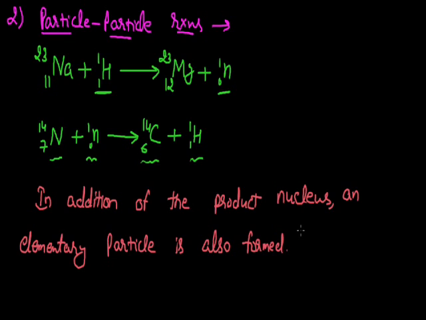So these are about the second kind of reaction. Now we will be dealing with the very important reaction, the third type, termed spallation reaction. Before this, I want to mention that these particle-particle reactions are very common among nuclear reactions, and the majority of nuclear reactions come under this second category, termed particle-particle reaction. Now we will move to the third kind of reaction, that is spallation reaction.